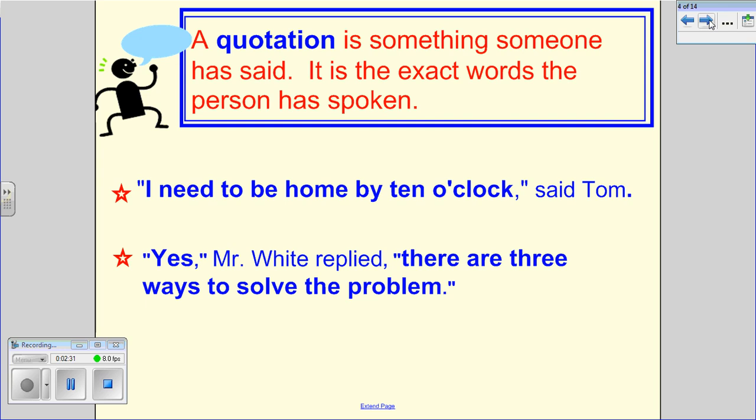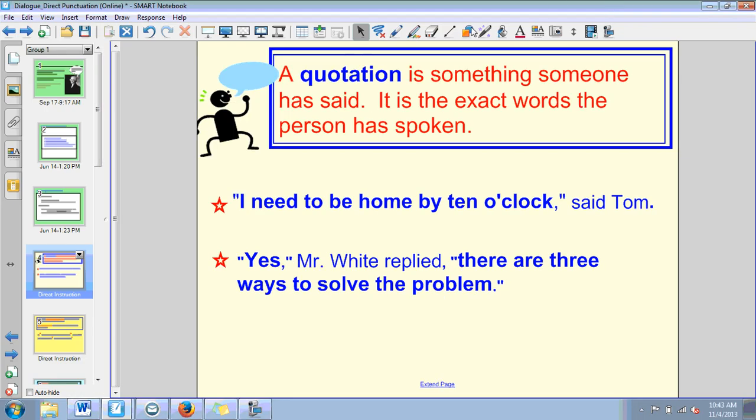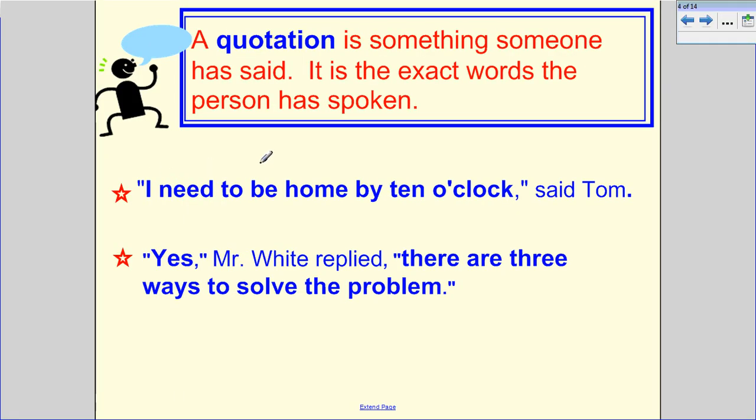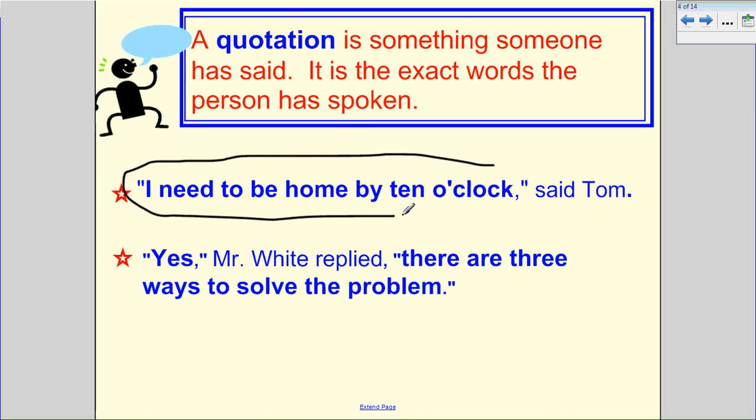So a quotation is something that somebody has said. It is the exact words that the person has spoken. So here, you're going to notice, "I need to be home at 10 o'clock," said Tom. When Tom was speaking, this is what he said, so therefore, those are in quotation marks, okay?